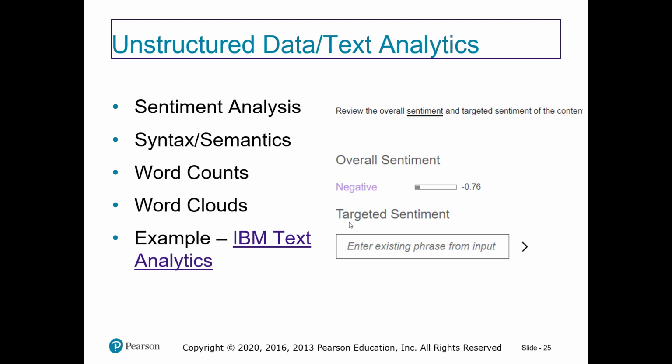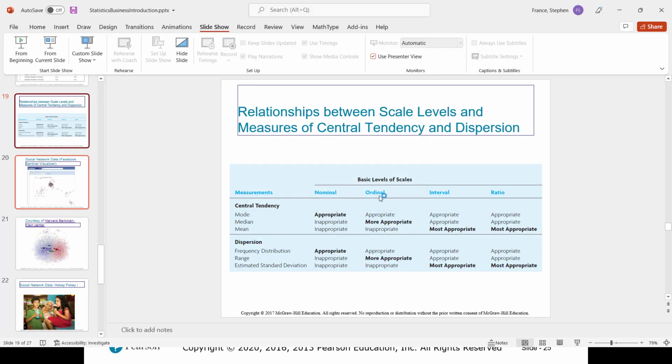We may want to look at basic metrics such as word counts. I'll show you an example of something I created called a word cloud, where we look at which specific terms are used in which specific documents. So I'll start off with a little bit of an example. This is a sentiment analysis using IBM Text Analytics. So let me fire up the browser.